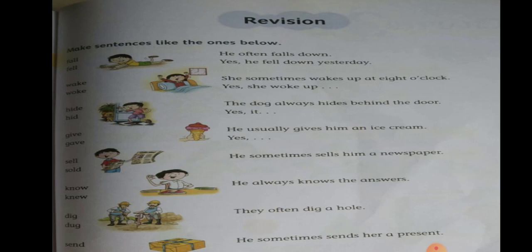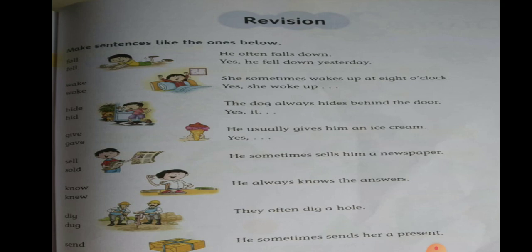Next is, see, here is given the revision in which you have to use these adverbials in the mid position. Make the sentences like the one that has been done for you. He often falls down. Here the word falls is used. Yes, he fell down yesterday. We have to convert it into the past.